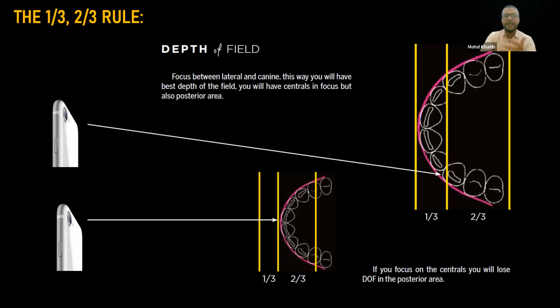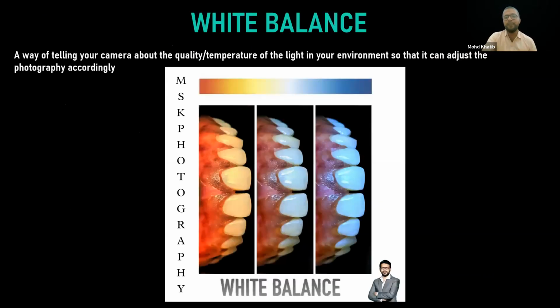From canine to molar, it's completely blurry. So always click on the canine. It doesn't matter which canine, focus on the canine and then click the photograph. Understand? Always focus on the canine. Clear? Now next is white balance.